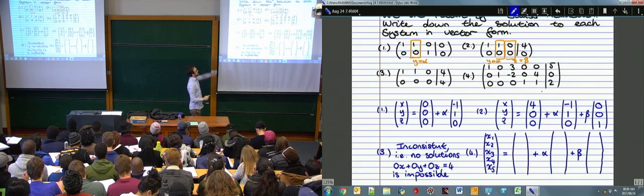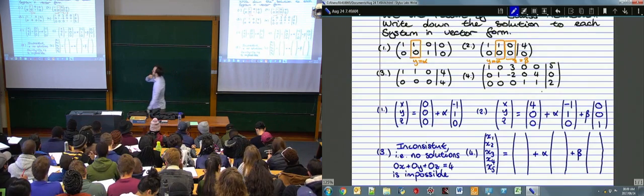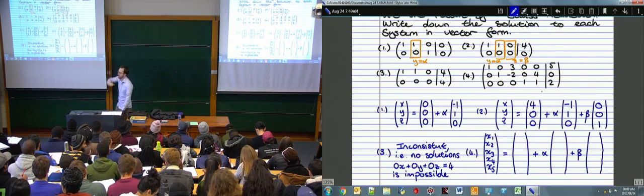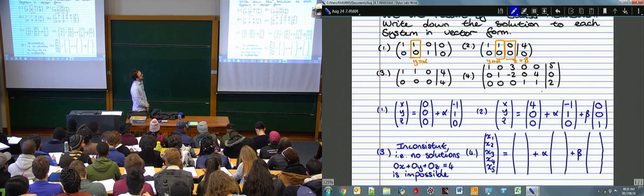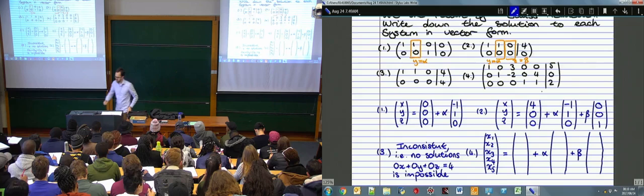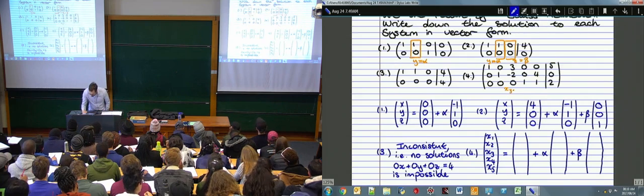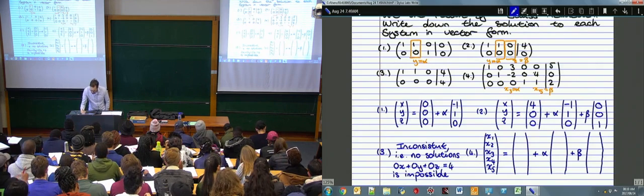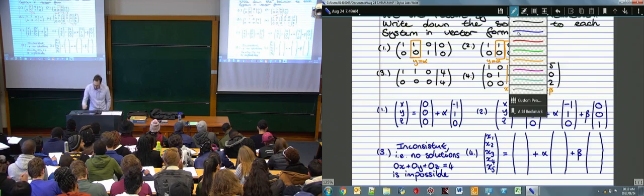Right. So the last one, we've got 1, 2, 3, 4, 5 columns, so we know our solutions are going to be a vector x1, x2, x3, x4, x5. And if we look at this, we've got 3 rows, and the first, the second and the fourth columns have pivots, which means that x3 is going to be equal to alpha, and x5 is going to be equal to beta. But we've got some free variables.